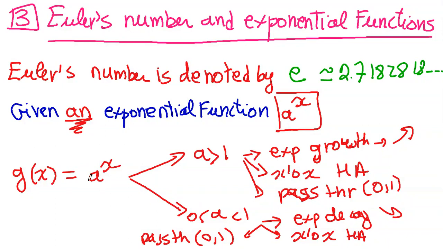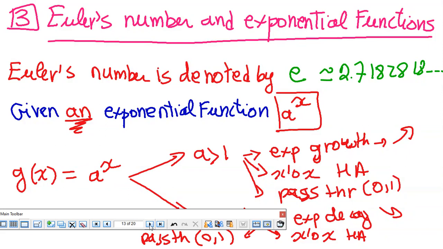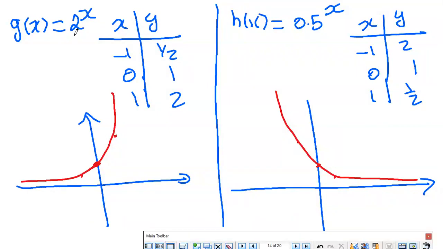Let's do two examples and see what the graph of a^x looks like. If I take, for example, g of x equal to 2^x, this is an exponential function. You take any points, for example, x equals minus 1 gives me half, x equals 0 gives 1, x equals 1 gives 2. And if you plot the points and join them, you see that it is an increasing function. If I take h of x equals 0.5 exponent x, and also take particular points and plot them, you'll see that the function is going to be a decreasing function. So when a is between 0 and 1, it's a decreasing function. When a is bigger than 1, it's an increasing function.